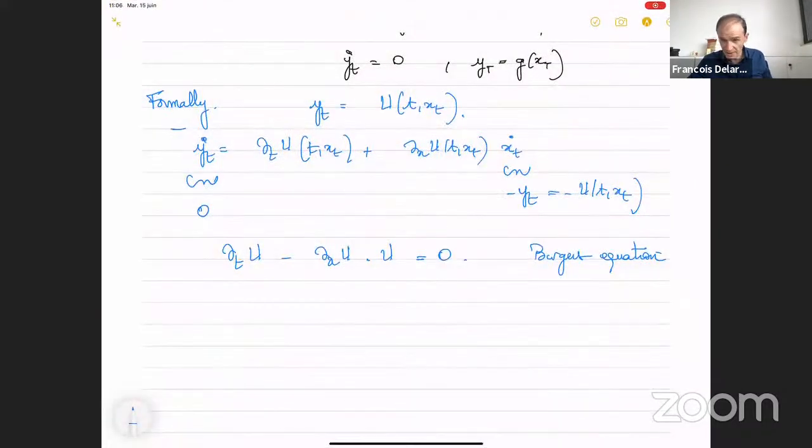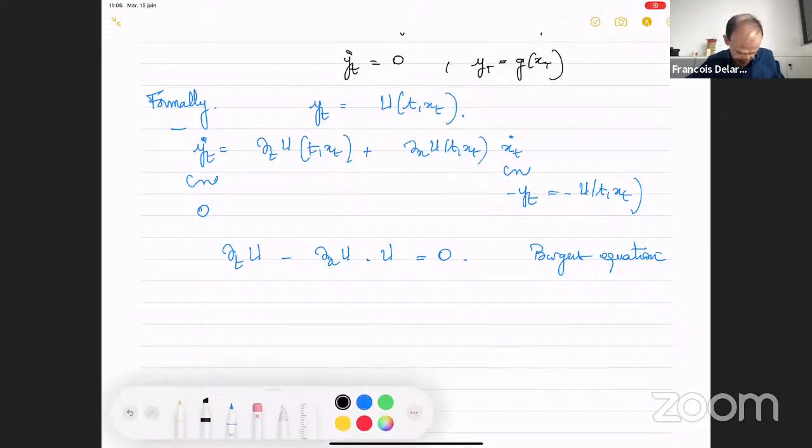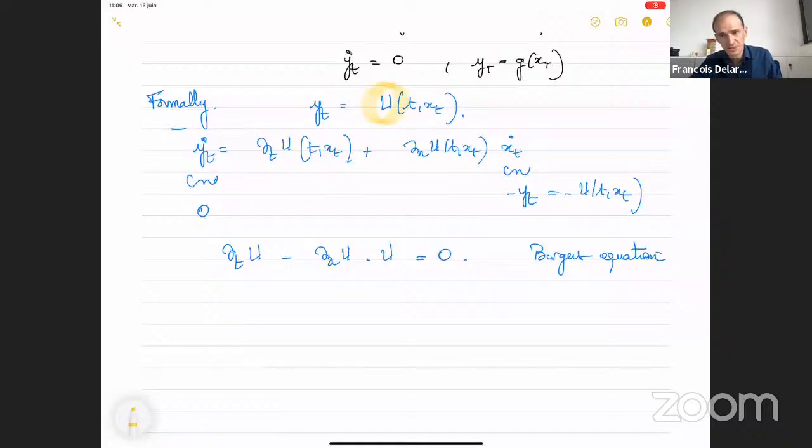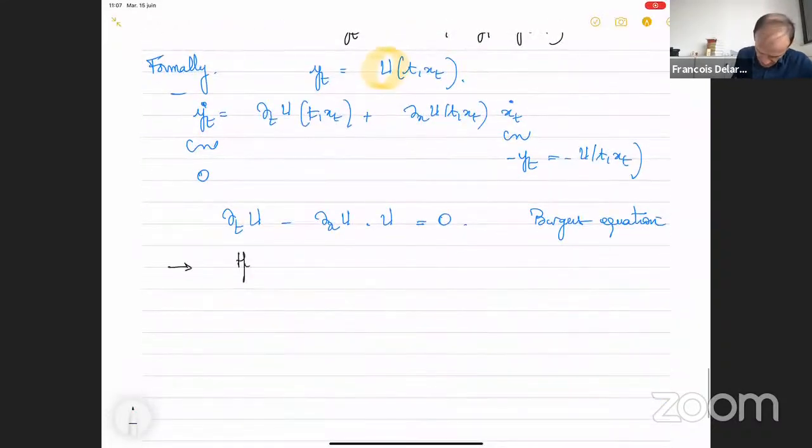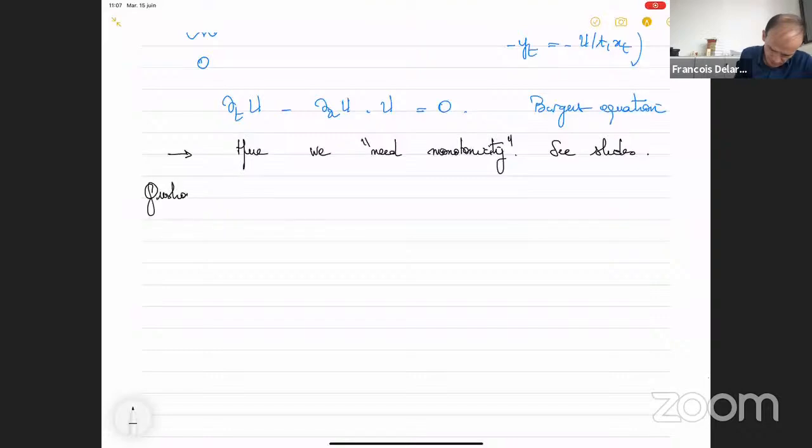So in fact, you have the same phenomenon for mean field games. And maybe if you are really curious, you could say, well, what's going to be the analog of this function U in the mean field game setting? This is something that I'm going to speak about tomorrow, but not today. So the analog of this monotonicity condition. So here, the conclusion is that we need monotonicity. This is on the slide, so see the slides. So the question is, what would be the analog of monotonicity for mean field games?